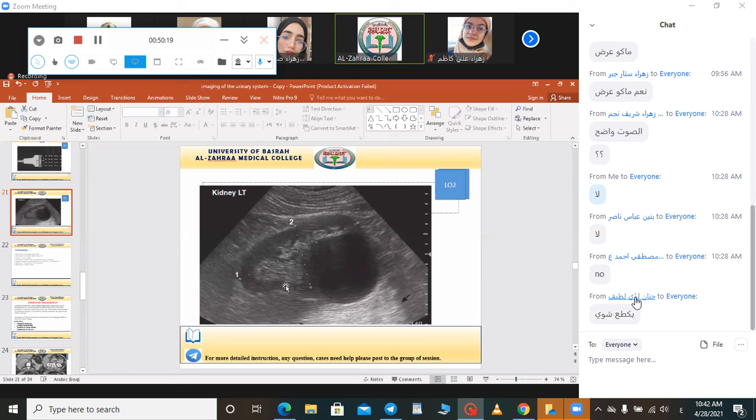This picture is for demonstration only. It shows the kidney on ultrasound. This is the kidney. This black area is the cortex of the kidney. We want to show you how it looks on ultrasound. The area in the middle is the sinus, which includes the pelvis. And this is a renal cyst in the kidney. It is a simple renal cyst related to the kidney, only for demonstration.